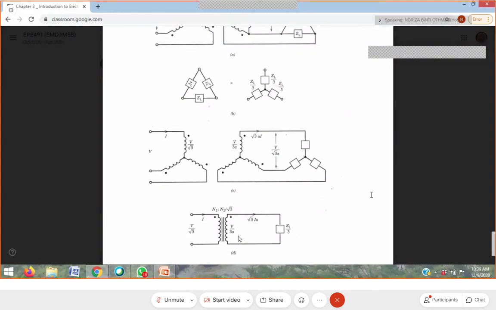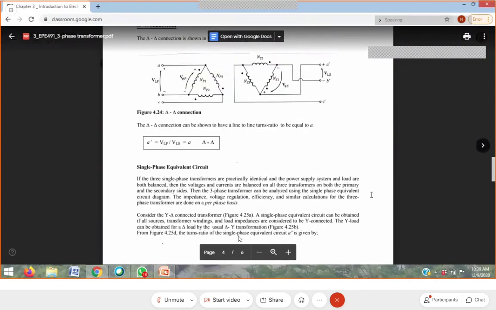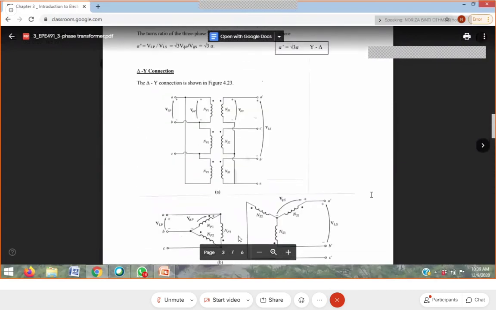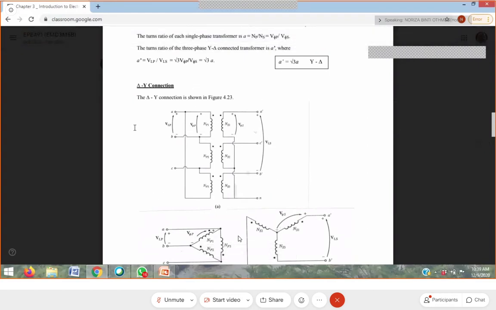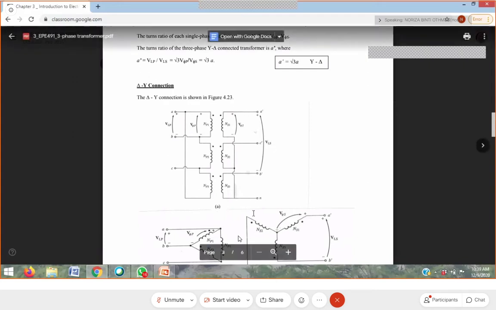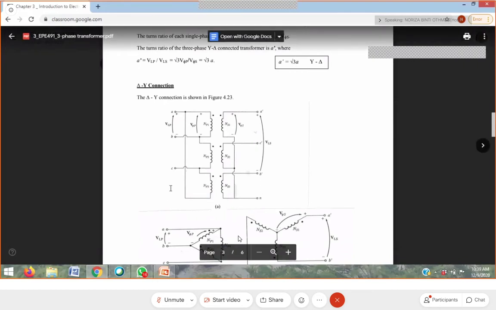Any question? Maksud madam tak ada analisis tu macam mana? Tak ada calculation. Oh, just kita tahu je lah. You kena tahu saja the type of connection untuk katakanlah dia bagi figure, dia bagi gambar contoh, macam Figure 4.23A ni. So dia kata state the type of connection of the three phase transformer, and then mungkin dia suruh determine the turn ratio lah untuk transformer ni. Tu je.